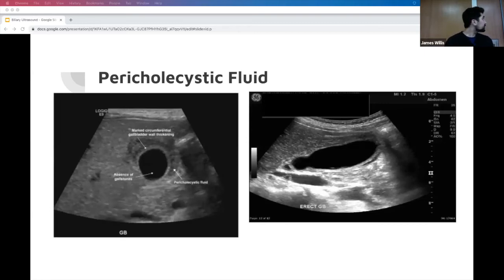So the next abnormal finding would be pericholecystic fluid. Over here, you generally see pericholecystic fluid between the gallbladder and the liver. You're kind of seeing the hypoechoic fluid around the gallbladder. And over here, you can kind of see it along the edge, but you also see it over here. Again, this would be an abnormal finding.